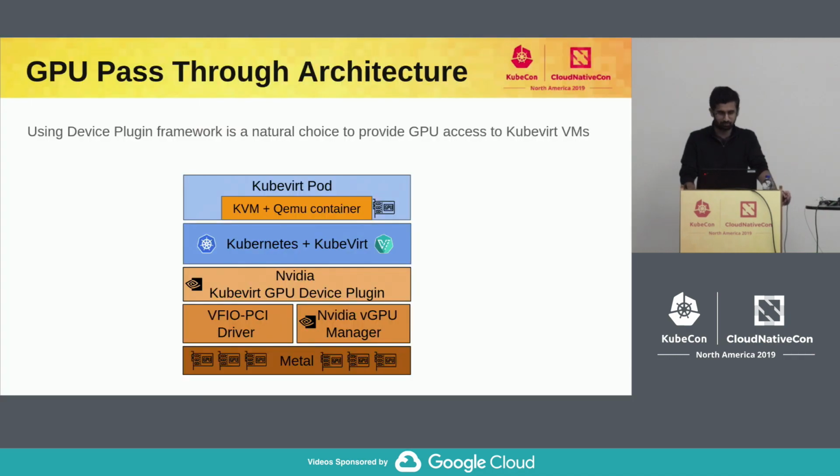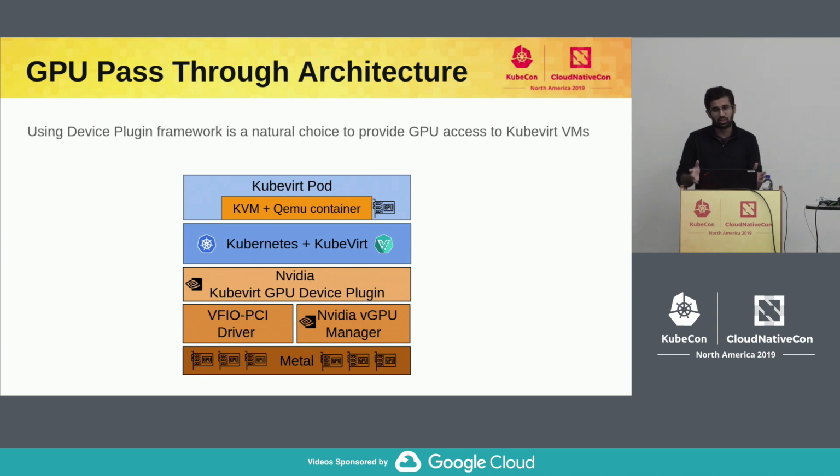So how does it look? Where does the GPU device plugin sit in the whole stack? At the bottom, you can see there are these GPUs. You can either have a VFIO or PCI driver attached to the GPUs. A VFIO or PCI driver would allow a user space process to have direct access to that GPU. Here, the user space process is a KubeVirt VM.